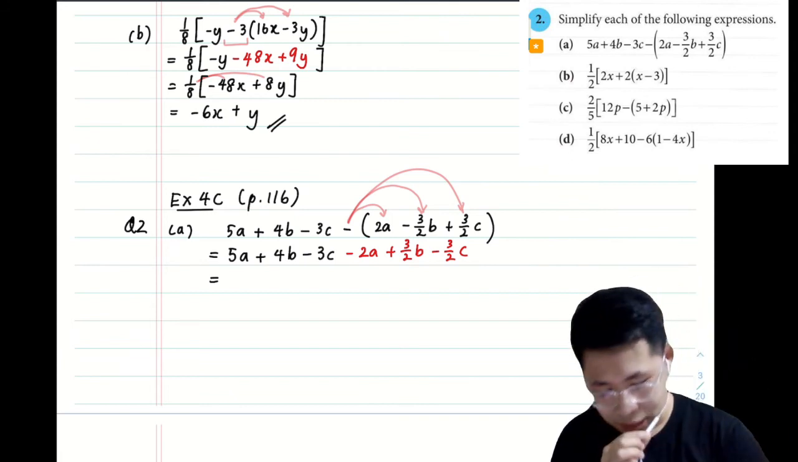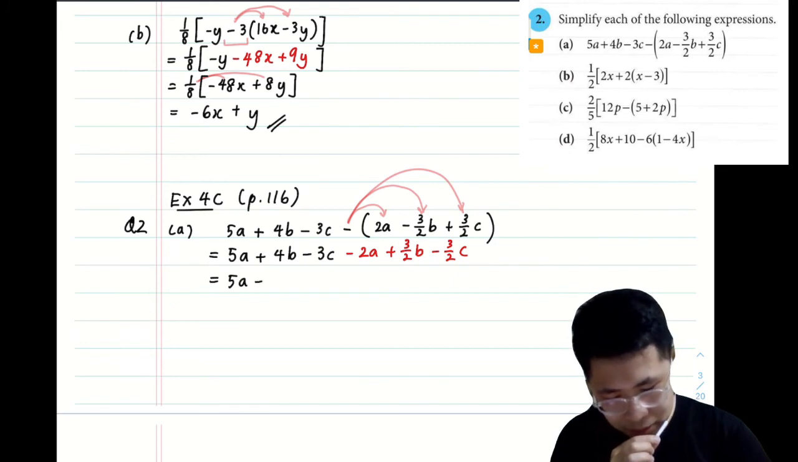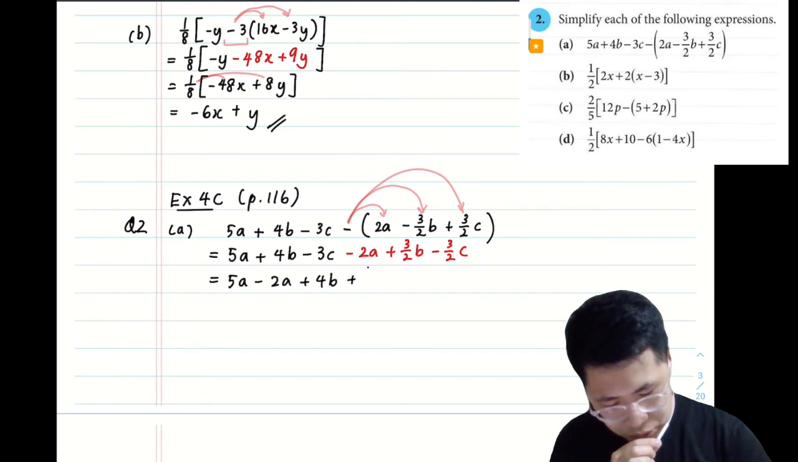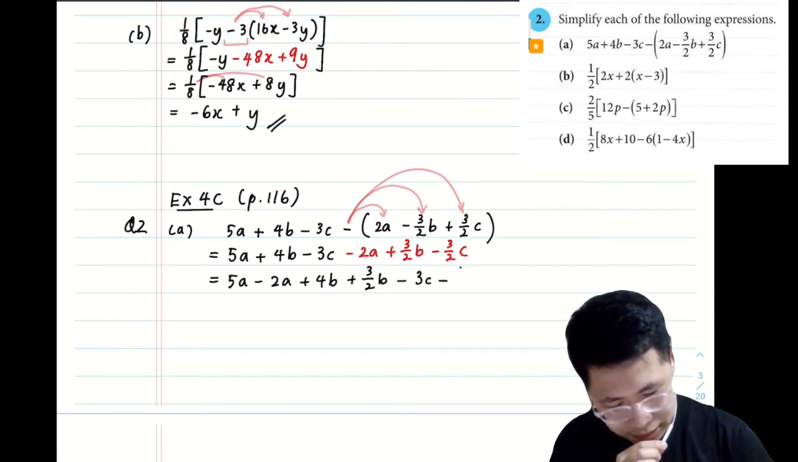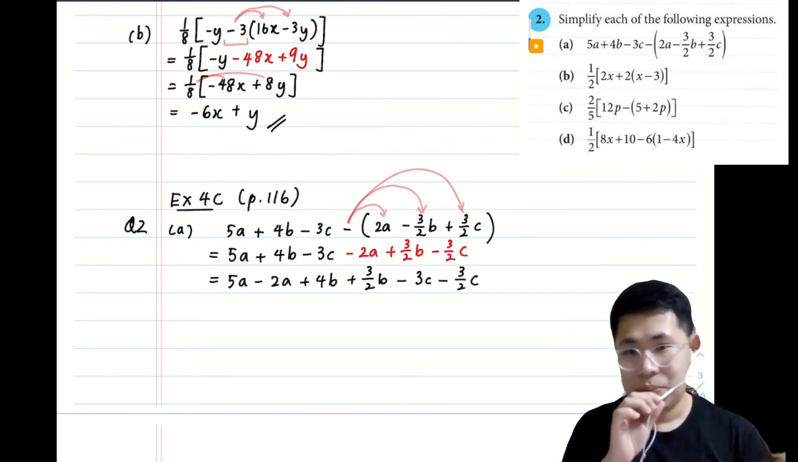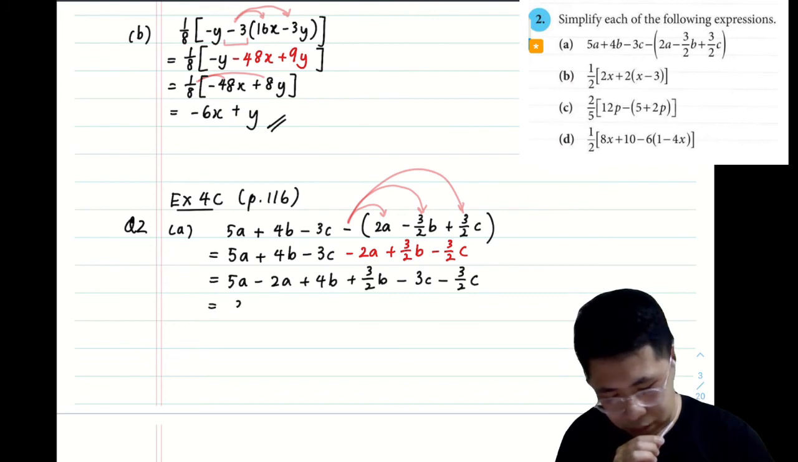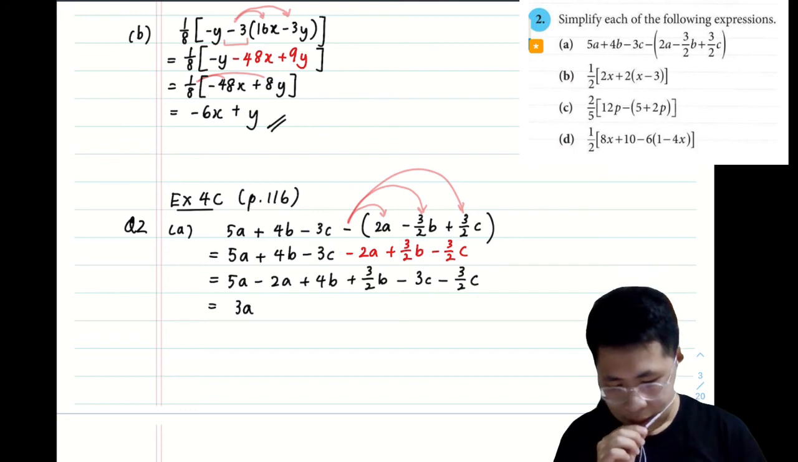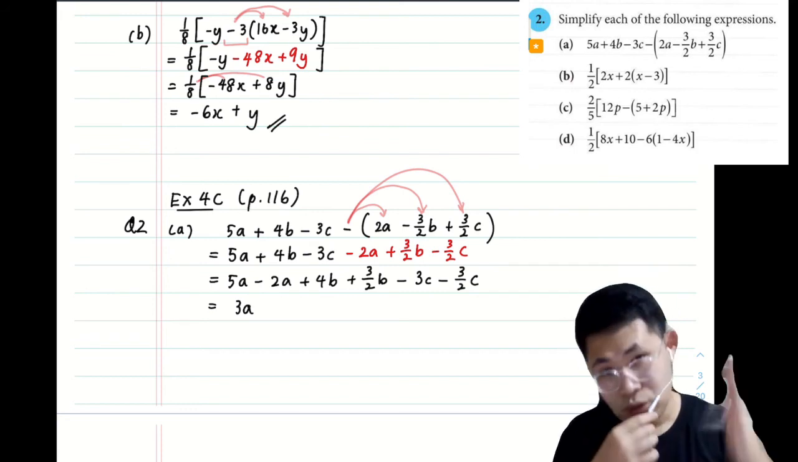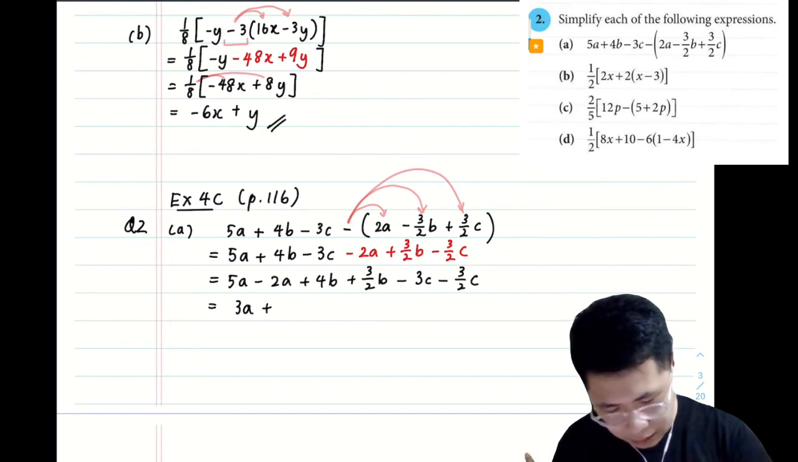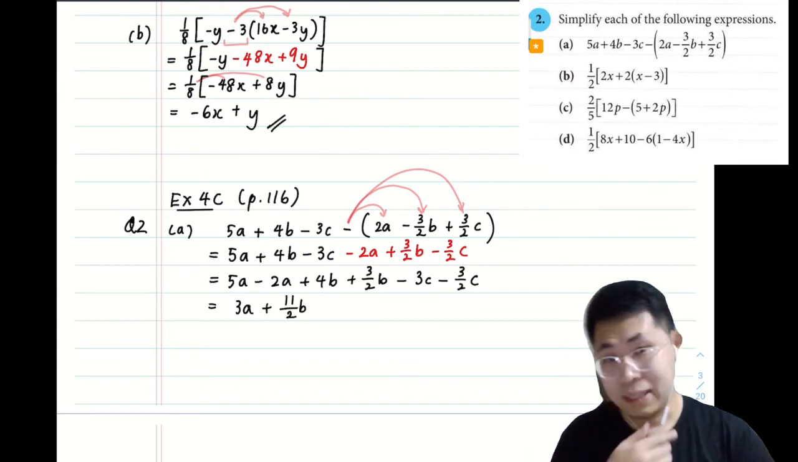So how many apples do I have? I have 5 apples minus 2 apples, plus 4 bananas plus 3 over 2 bananas, minus 3 coconuts minus 3 over 2 coconuts, alright? So 5 apples minus 2 apples, straightforward, 3 apples. The bananas, 4 bananas plus 3 over 2 bananas. You can use your calculator and you should express in proper form. If you use your calculator, it should be 11 over 2 bananas.